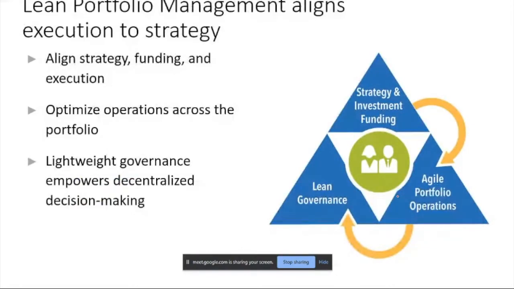Lean portfolio management. This competency aligns strategy and execution by applying lean and systems thinking approaches to strategy and investment funding, agile portfolio operations, and governance. This collaboration gives the enterprise the ability to align strategy to execution, to meet existing commitments reliably, and to better enable innovation.